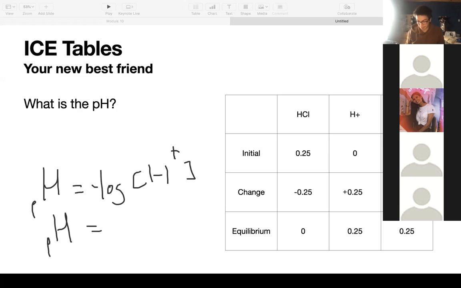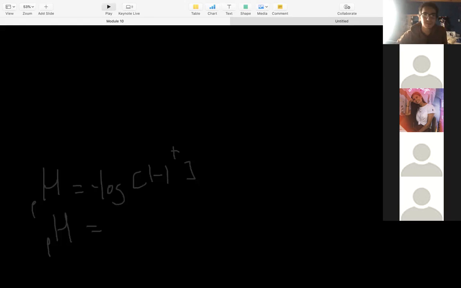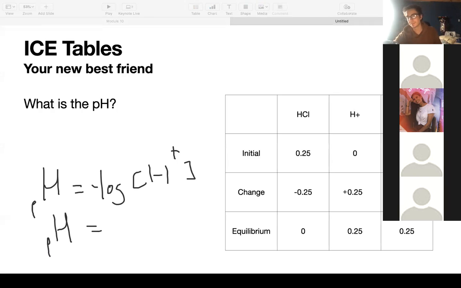0.6. Let's see. Negative. Where's log? Oh well. So I think someone said 0.6. That sounds right. I think I did it earlier. But yeah. So 0.6 would be our pH. So that's pretty acidic, pretty close to 0.6.